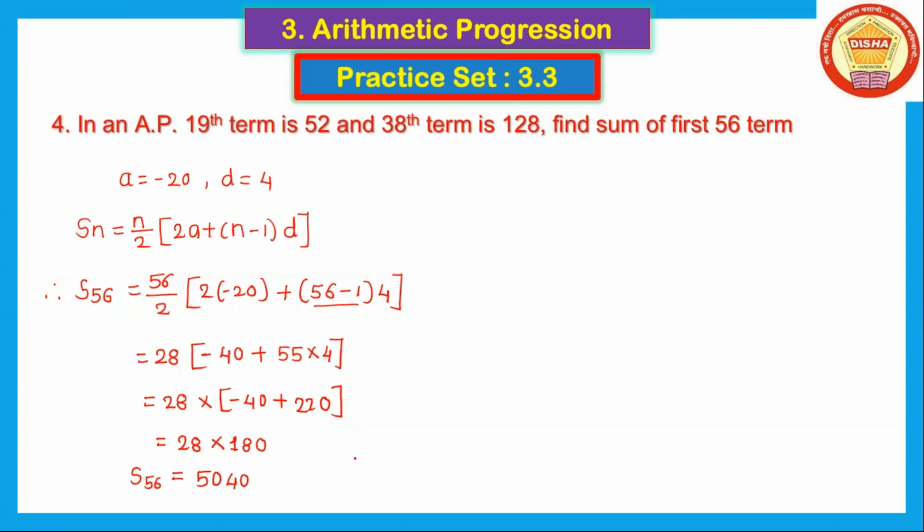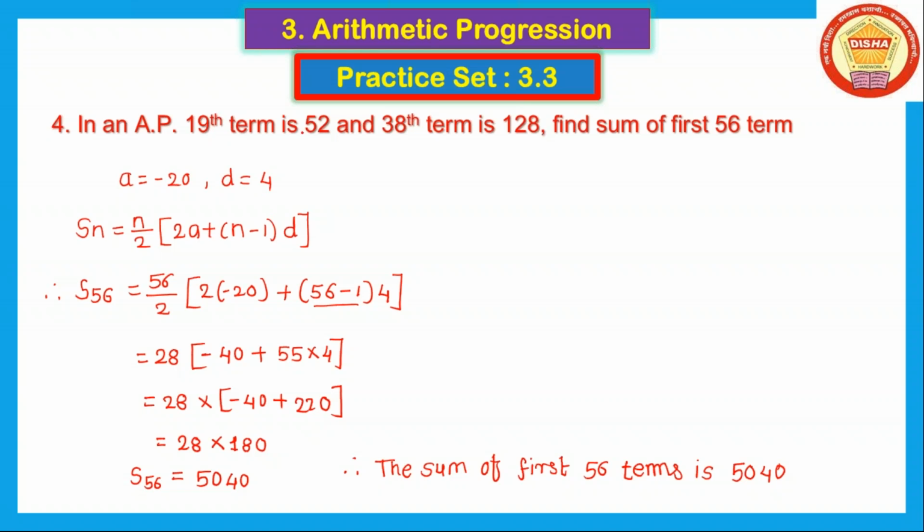So below that we write the answer in statement as: the sum of first 56 terms is 5040.